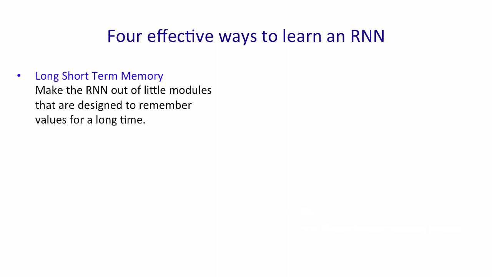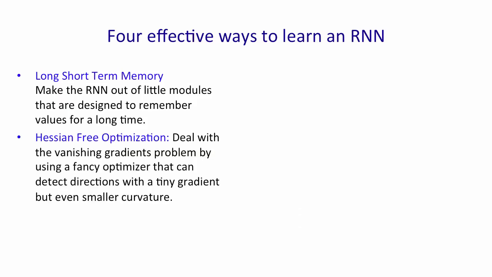It turns out there's at least 4 effective ways to learn a recurrent neural network. The first is a method called long short-term memory, and I'll talk about that more in this lecture. The idea is we actually change the architecture of the neural network to make it good at remembering things. The second method is to use a much better optimizer that can deal with very small gradients. I'll talk about that in the next lecture. The real problem in optimization is to detect small gradients that have an even smaller curvature. Hessian free optimization tailored to neural nets is good at doing that.